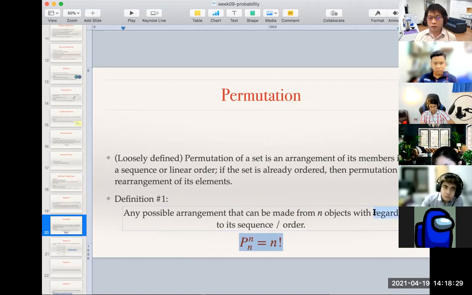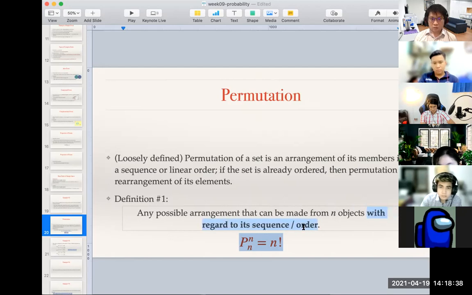So here you need to be very careful for permutation. The keyword here is that you need to consider the sequence or the order when you create the arrangement, when you create the combination.